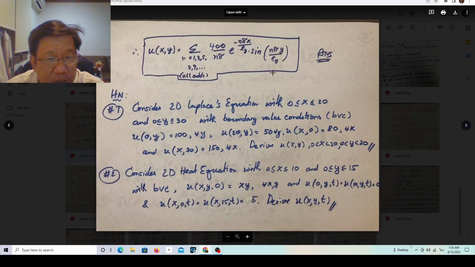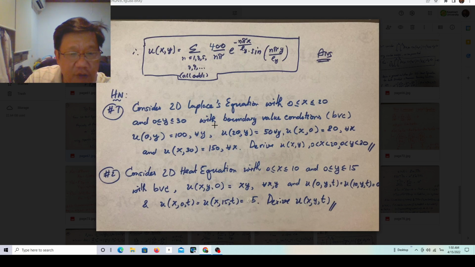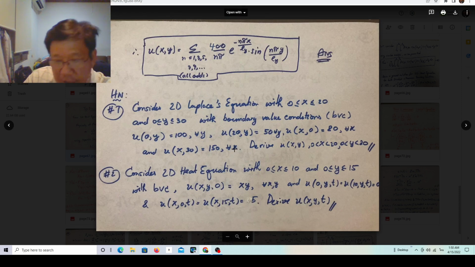This is the illustration, and you can apply this type of technique to solve certain types of problems. So we leave this as a homework assignment for you.